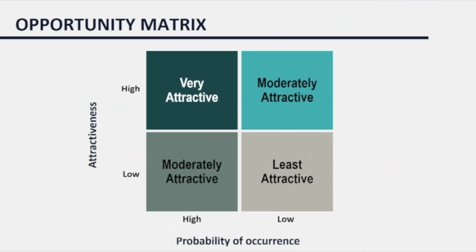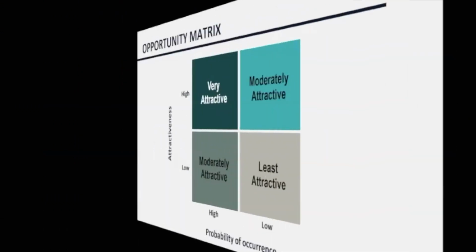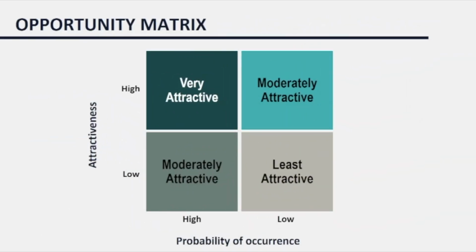So, normally we make a matrix of opportunity. If you see, on the y axis we have the attractiveness of the opportunity, and on the x axis we have the probability of occurrence. So, if the opportunity is highly attractive, and the probability is also very high, then it is a very attractive opportunity and this can be exploited. If the opportunity is not that attractive, it is low attractive, but the probability of occurrence is also very high, then it is moderately attractive, and it can still be exploited.